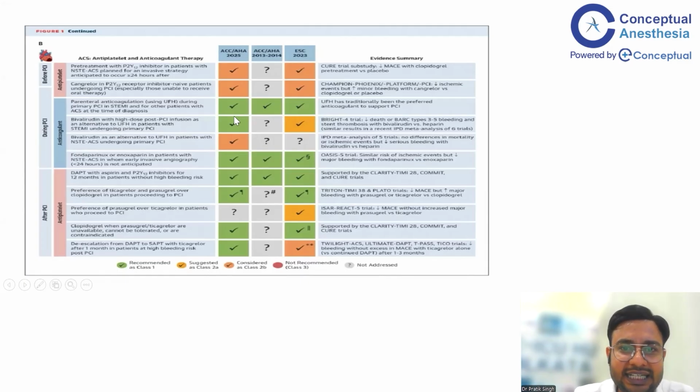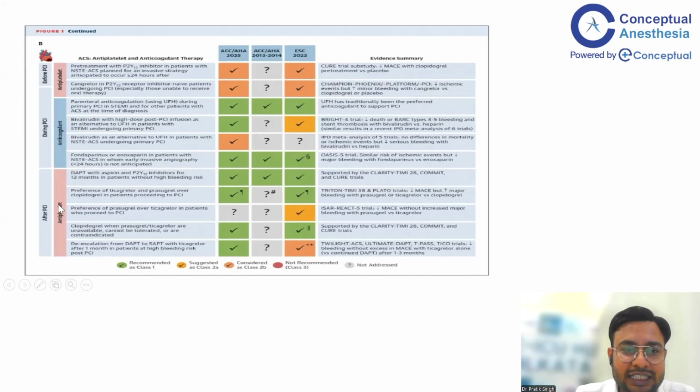Now, the ACC AHA guideline asks to use bivalirudin with high dose post-PCI infusion as an alternative to unfractionated heparin in patients with STEMI undergoing PCI. Previously it was questionable, but now they are putting more emphasis on it. Bivalirudin as an alternative to unfractionated heparin in non-STEMI ACS undergoing PCI is still not a very good recommendation. Initially it was questionable. Fondaparinux or enoxaparin, when early invasive angiography is anticipated in less than 24 hours, is a strong recommendation that you are not supposed to use it.